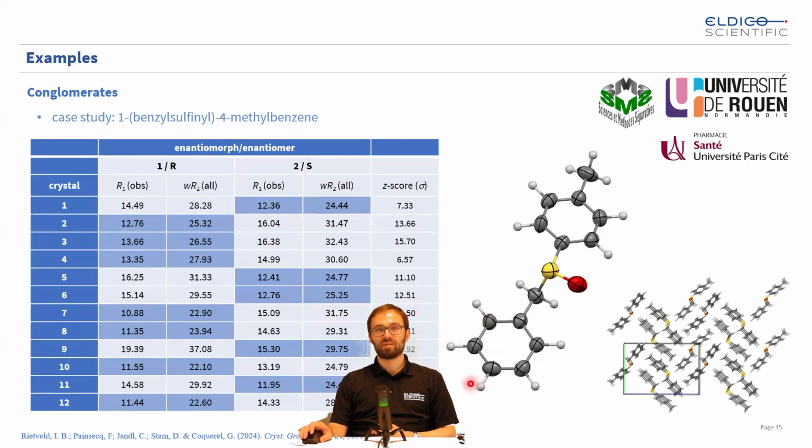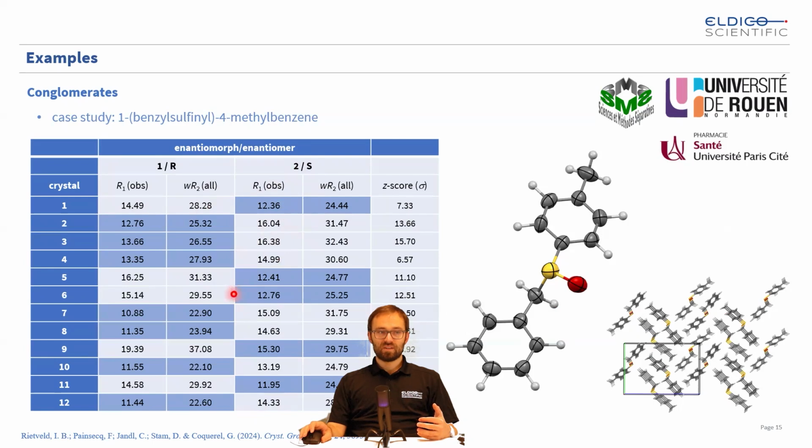So we use this chiral sulfoxide, measured 12 crystals, and then the idea is to perform a dynamical refinement for both enantiomorphs, and the correct enantiomorph will give a better fit with the data, as we can see here in the R factors. So for example, here in the first line, we have roughly 2 percentage points better in R1 for the correct enantiomorph. Now, if we go from crystal to crystal, we actually see sometimes we get the S form, sometimes we get the R form.